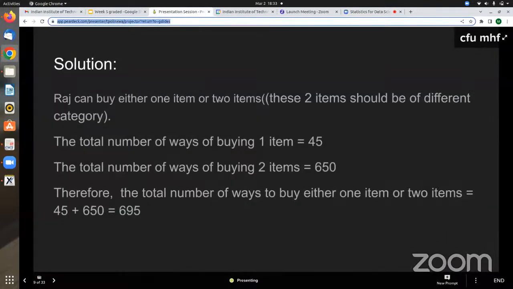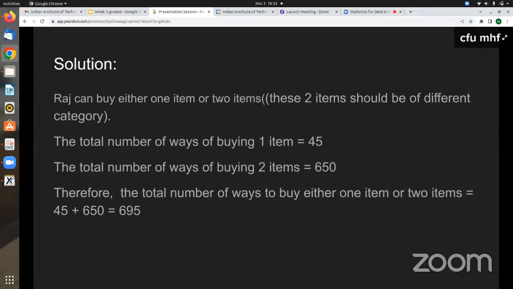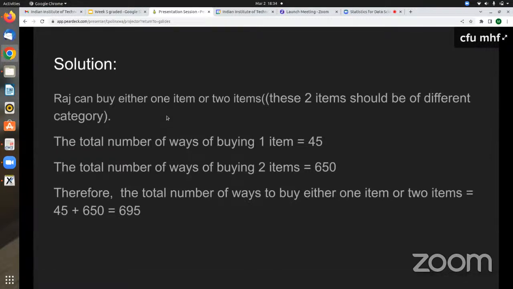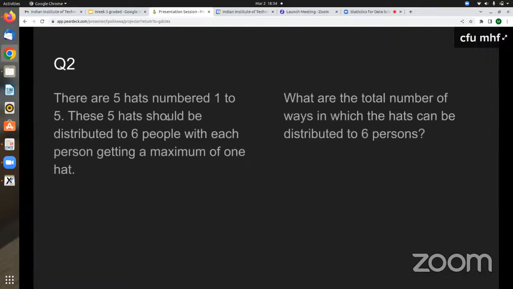Okay, so I think 695 is the correct answer because this is just the addition of the first question and the second question, the number of ways you found for one item. Here you can see he can either buy one item or two items. So whenever you see "or", it means addition, right? Yes. Okay, let's go to question 2.